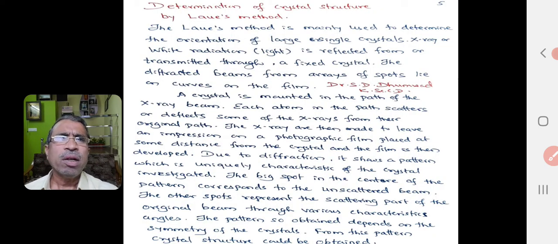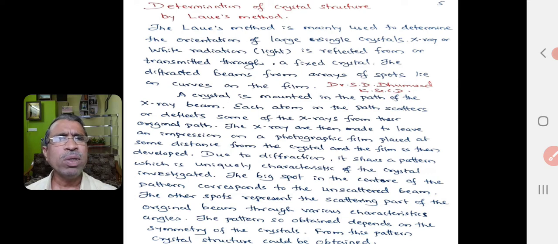Now coming to the determination of crystal structure by Laue method. The Laue method is mainly used to determine the orientation of large single crystals. X-ray or white radiation is reflected from or transmitted through a fixed crystal. The diffracted beams from arrays of spots lie on curves on the film.